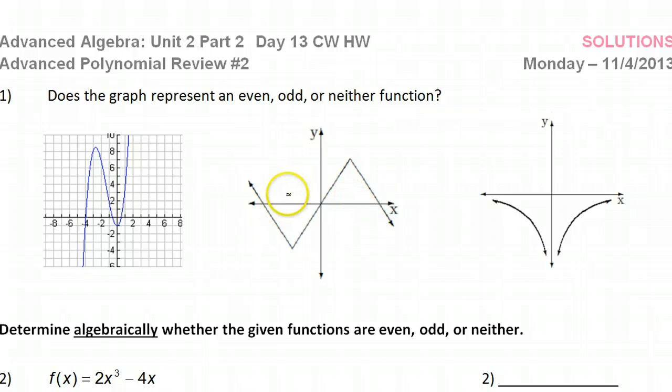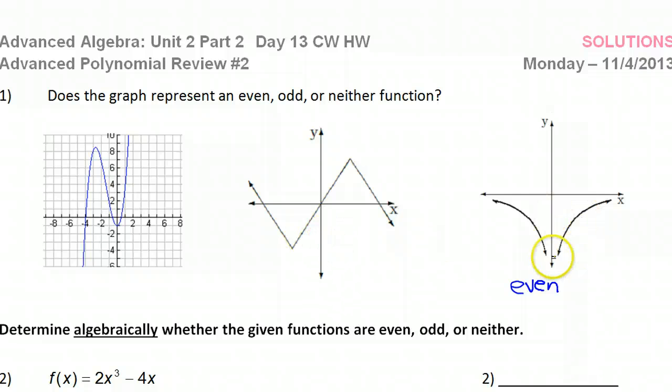Remember, it'll be even if it has y-axis symmetry. In other words, if the y-axis splits it right down the middle as a mirror image on both sides, it'll be even symmetry. Like this one. This graph over here is even symmetry because it has y-axis symmetry. It's identical on both sides of the y-axis.